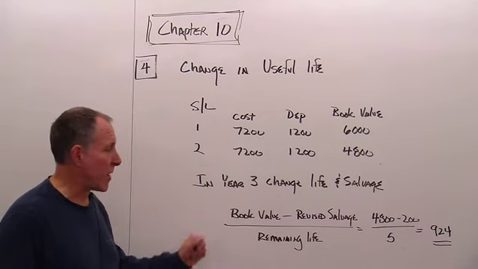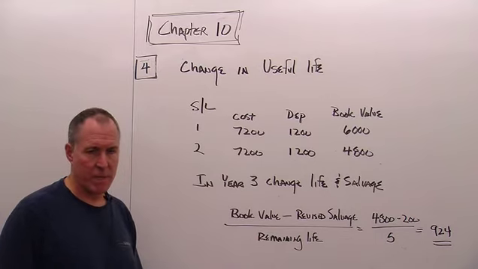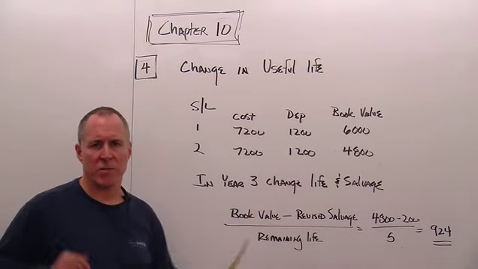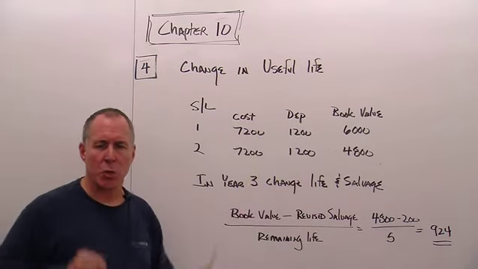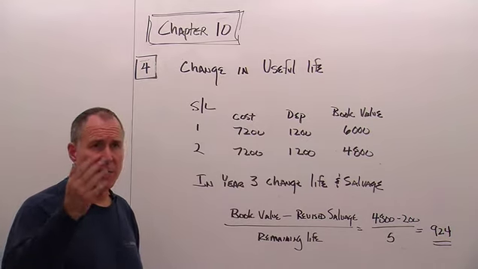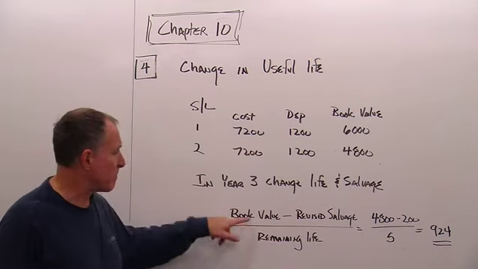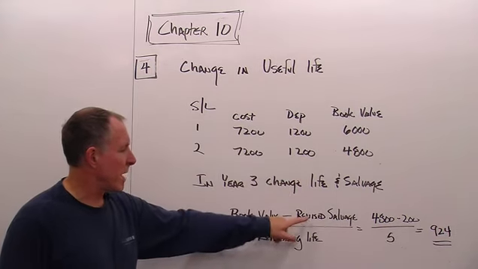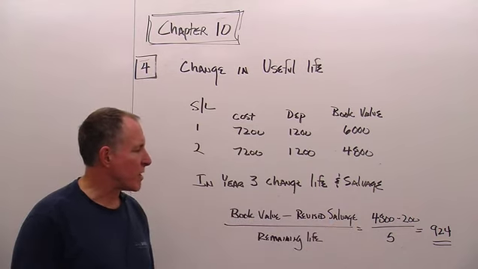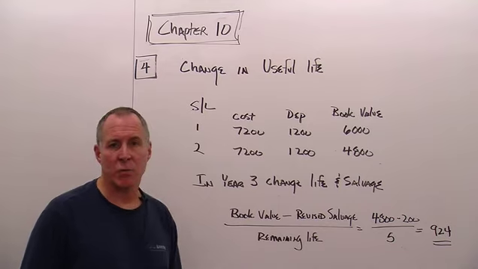We take the book value less the revised salvage over the remaining life. So we thought it was going to last a total of 5 years. We've depreciated off 2, and now we think it's going to last a total of 7. So 7 less the 2 that we've already depreciated means there are going to be 5 more years. And the book value is $4,800, and the revised salvage is only $200. So take 4,800 less 200, that's 4,600, divided by 5, and that should give you $920.